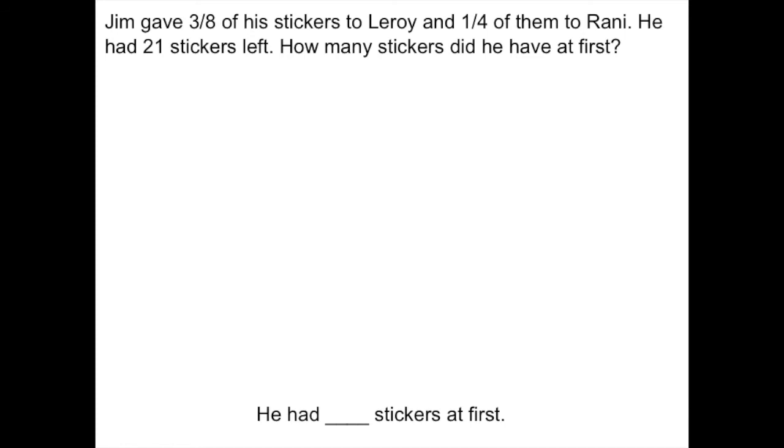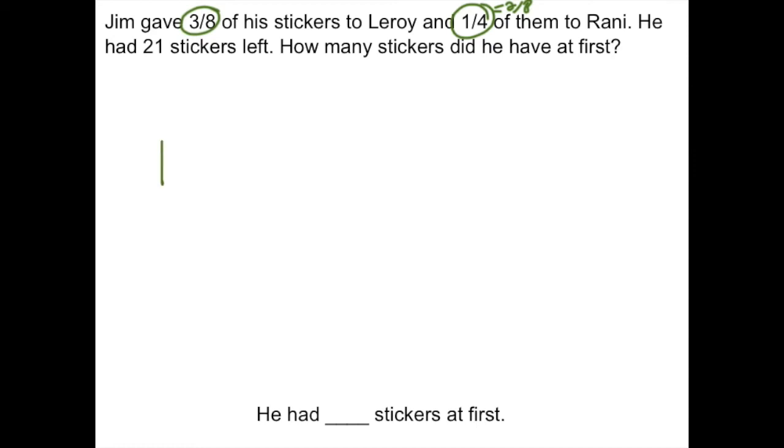So now, I know that Jim gave 3/8 of his stickers to Leroy. He also gave 1/4 of them to Rainey. Well, in order to show this in a bar model, remember, we need all of our units to be the same. So I'm going to need to find a common denominator before I draw this out as a bar model. So 1/4, remember, you can find an equivalent fraction, is the same as 2/8. Make sure that looks like an 8 there.